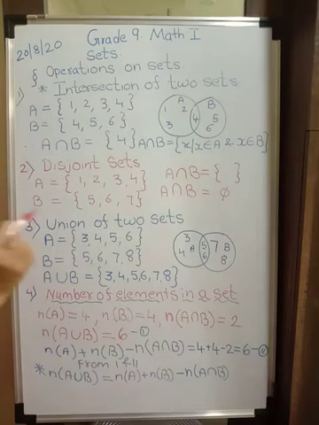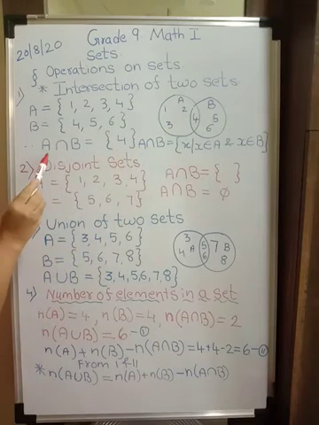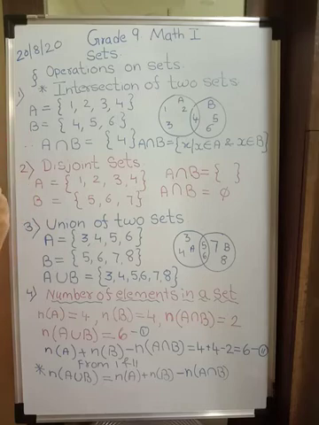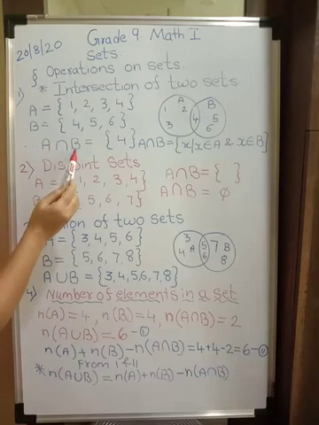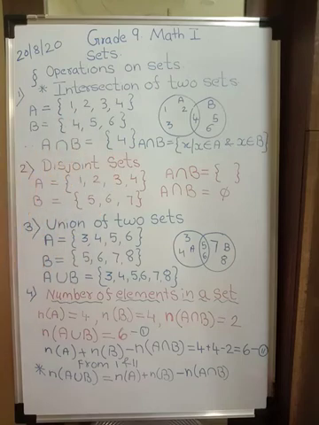So in a Venn diagram, intersection of two sets is shown like this and the symbol is given by this inverted U. So A intersection B, this is how it is read. So A intersection B will also be a set and that contains only element 4 because 4 is common to A and B as well.